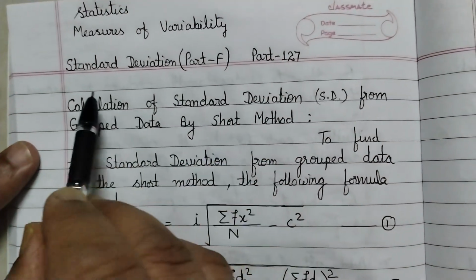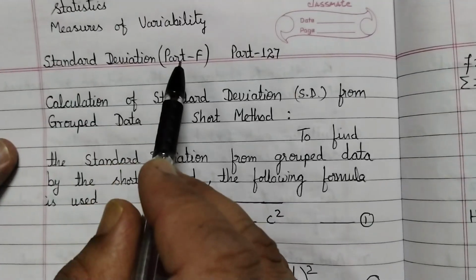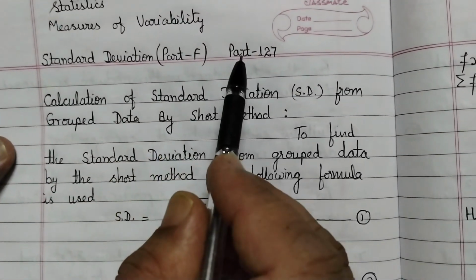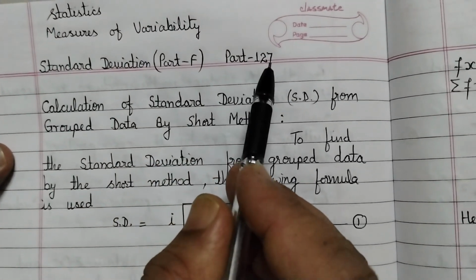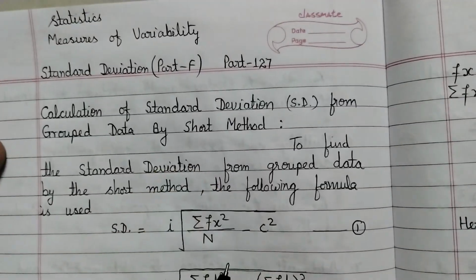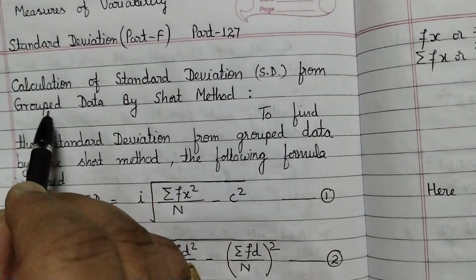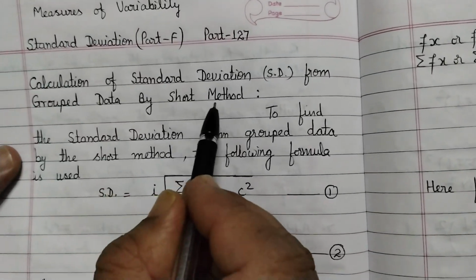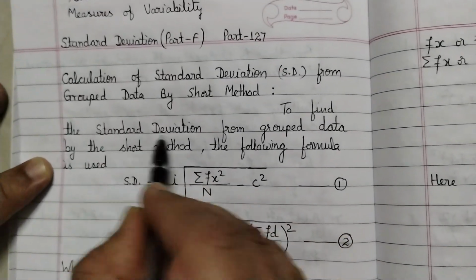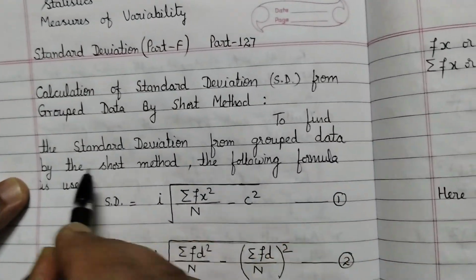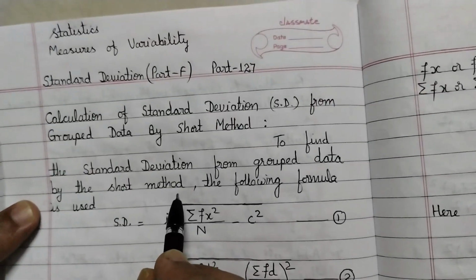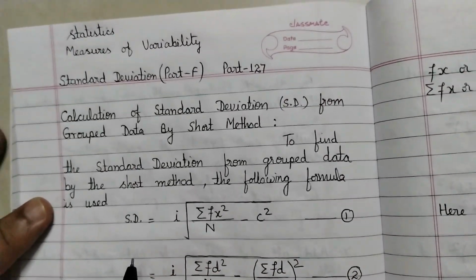Statistics, measures of variability, standard deviation, part F and overall part 127. Standard deviation part F: calculation of standard deviation (SD) from group data by the short method. To find the standard deviation from group data by the short method, the following formula is used.